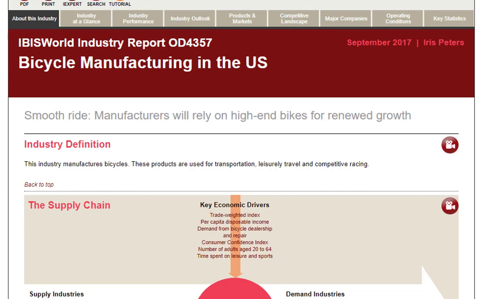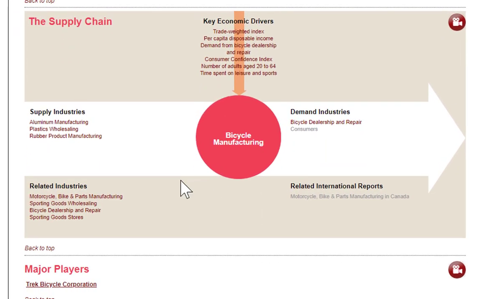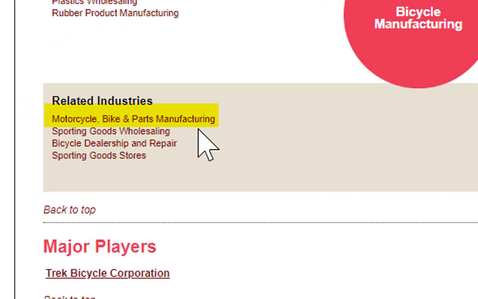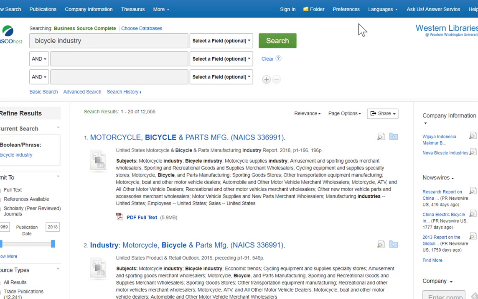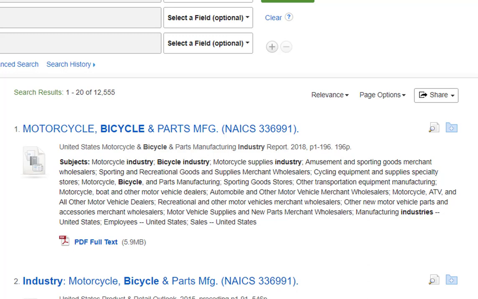One thing to remember is that Business Source Complete also has industry information, and they do have industry reports, but they tend not to be as comprehensive or as good as the reports that you will find in IBISworld. If you remember, when we did the original search in IBISworld, I got this industry, the motorcycle, bike, and parts manufacturing. Now, this is a related industry. If I do a search in Business Source Complete for bicycle industry, one of the first items I will see is this motorcycle, bicycle, and parts manufacturing industry.